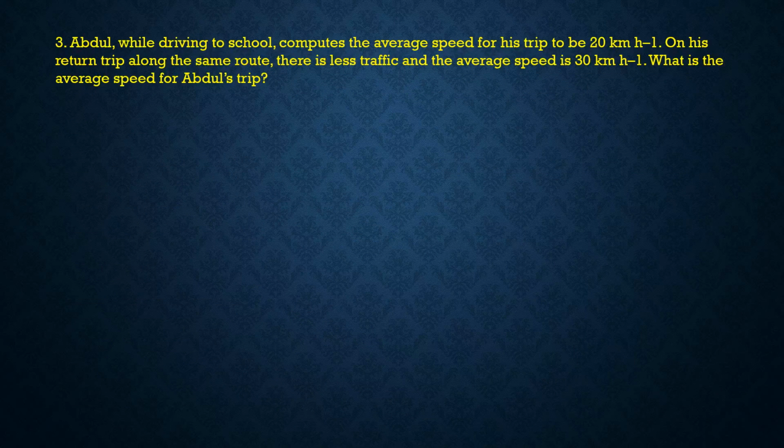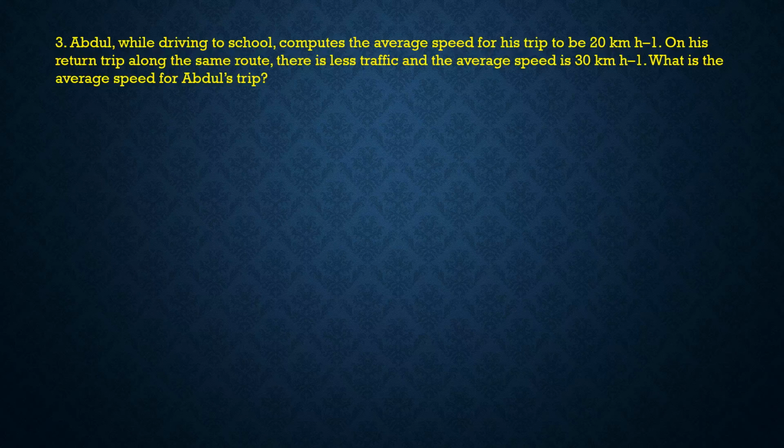Third is, Abdul, while driving to school, computes the average speed for his trip to be 20 km per hour. On his return trip along the same route, there is less traffic and the average speed is 30 km per hour. What is the average speed for Abdul's trip?